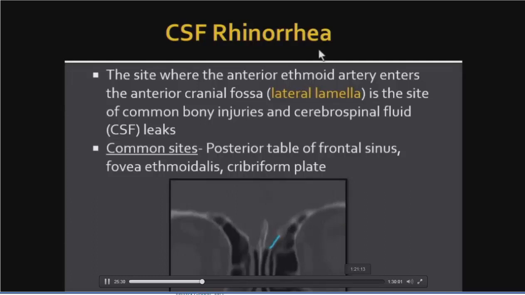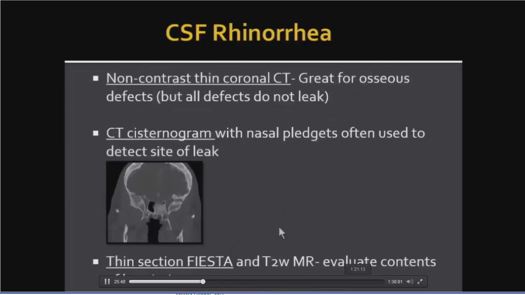So two areas through which typical CSF leak occurs are the horizontal portion of the cribriform plate and the vertical portion, which is called the lateral lamella. And these structures might be difficult to appreciate on CT imaging, especially if there is no contrast on the other side in the CSF spaces. So getting a simple non-contrast thin CT is good for large osseous defects, but it is not predictive that there is definitely a CSF leak occurring through that thin bone.